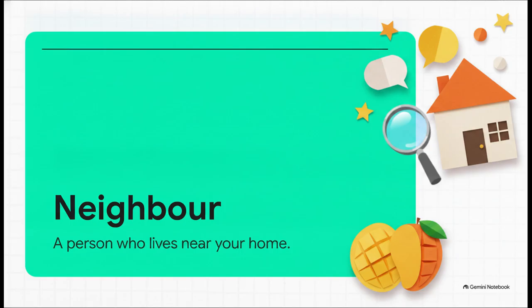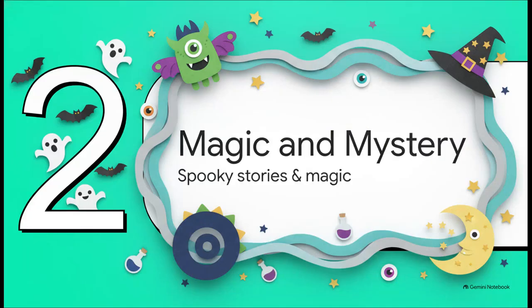You know, like the people living in the house right next door to you. Your easy revision is just person living near you. And our example sentence is actually a pretty tasty one. Our neighbor gave us some delicious mangoes. Let's see how this builds into our second basket, magic and mystery.